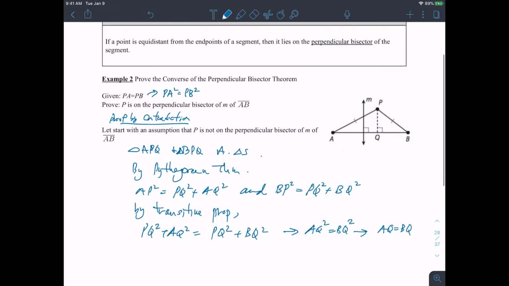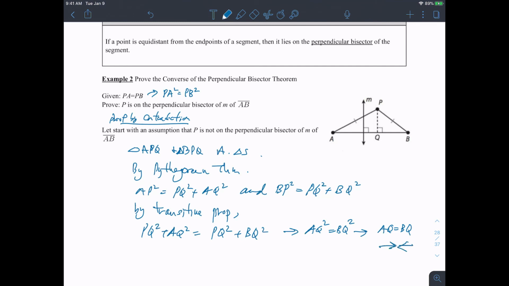Now, isn't that a contradiction? Because we started with the fact that P is not on a perpendicular bisector, which means QP cannot be a perpendicular bisector, which means that AQ and BQ cannot be the same. But we just proved that, didn't we? That's a contradiction right there.